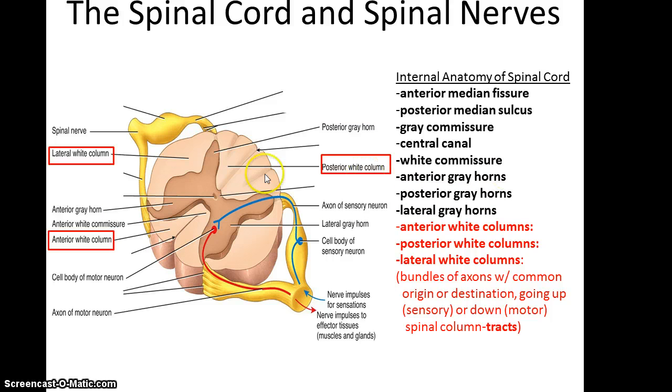Then you have the anterior white column, right and left, the lateral white column, and the posterior white column. These are bundles of axons that have a common origin or destination. And they can either be going up, aka taking a signal up to the brain, or going down, aka sending signals down to whatever relevant part of the body to cause an effect.